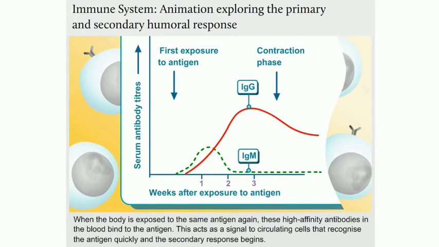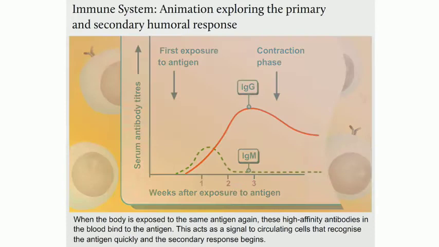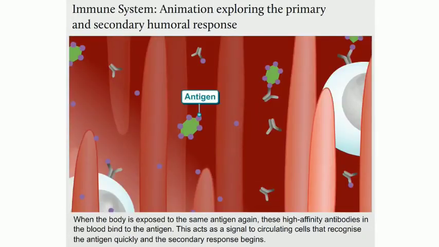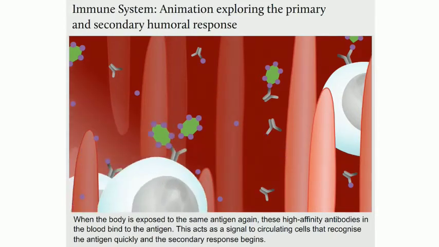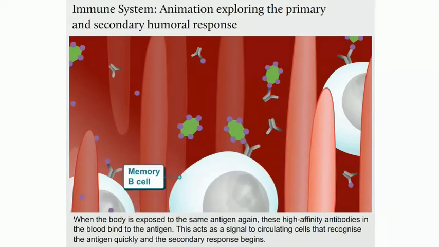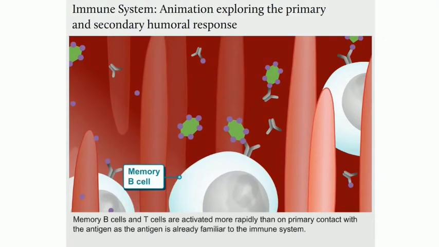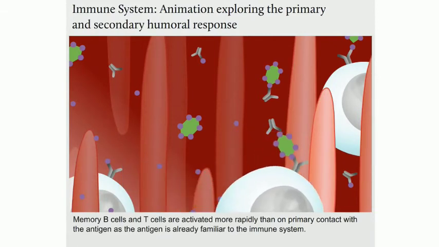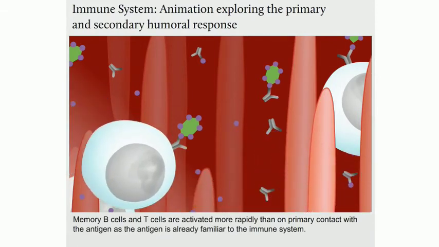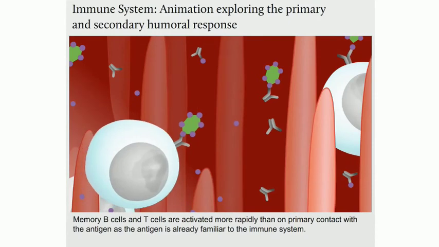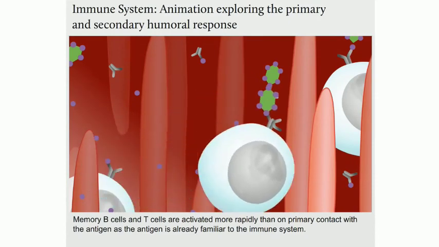When the body is exposed to the same antigen again, these high-affinity antibodies in the blood bind to the antigen. This acts as a signal to circulating cells that recognize the antigen quickly, and the secondary response begins. Memory B cells and T cells are activated more rapidly than on primary contact with the antigen, as the antigen is already familiar to the immune system.